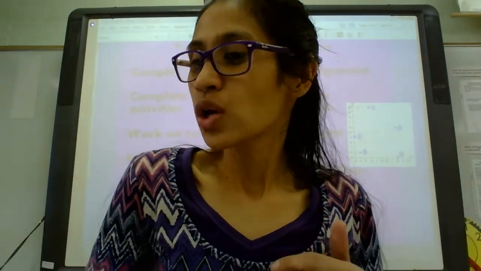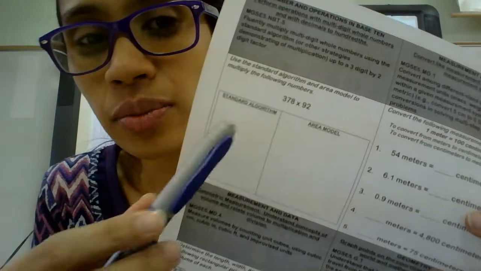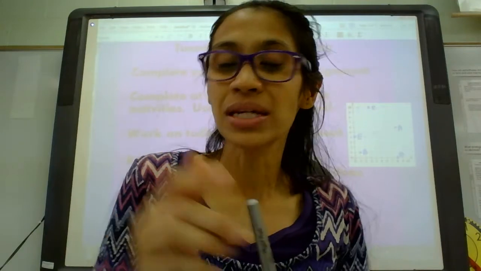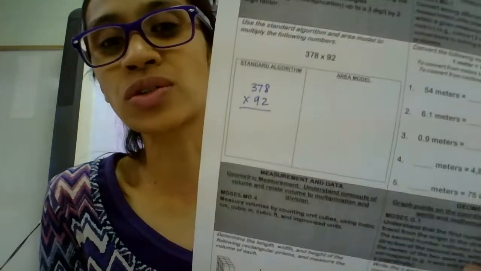So we are working on multiplying numbers using two strategies, the standard algorithm and the area model. We're going to do the standard algorithm first. So while I set up my problem, set yours up. Go ahead and write 378 times 92. Make sure that you write it vertically, nice and neat, okay?